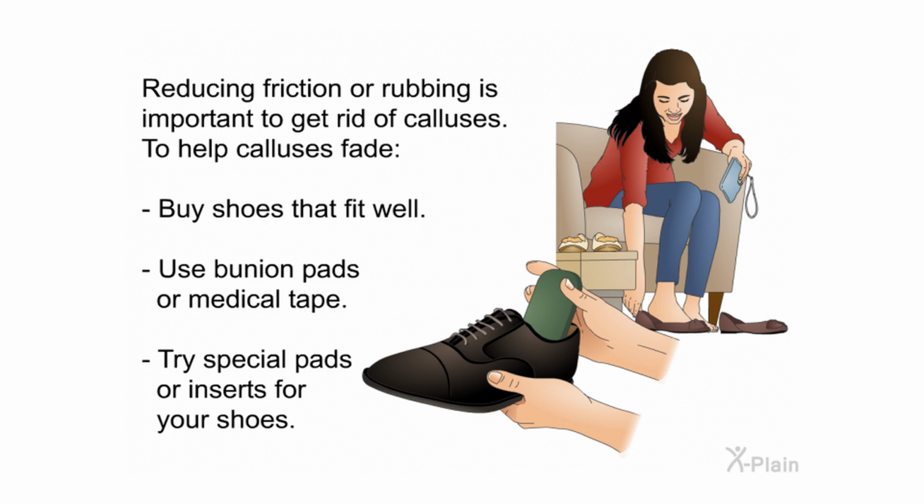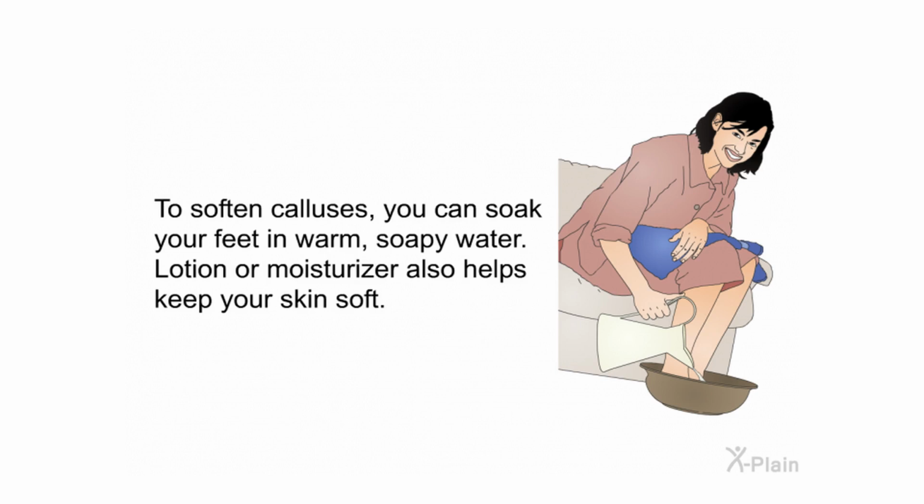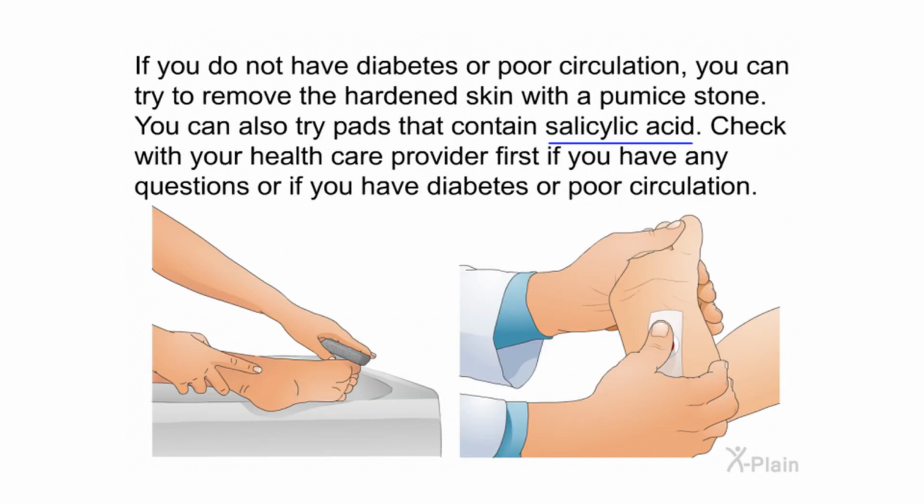Reducing friction or rubbing is important to get rid of calluses. To help calluses fade, buy shoes that fit well. Use bunion pads or medical tape. Try special pads or inserts for your shoes. To soften calluses, you can soak your feet in warm, soapy water. Lotion or moisturizer also helps keep your skin soft.